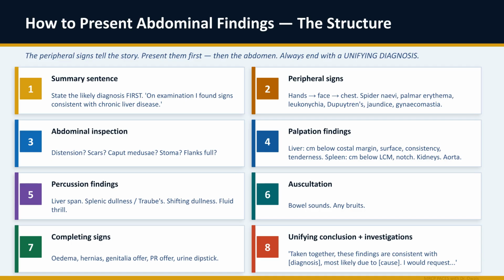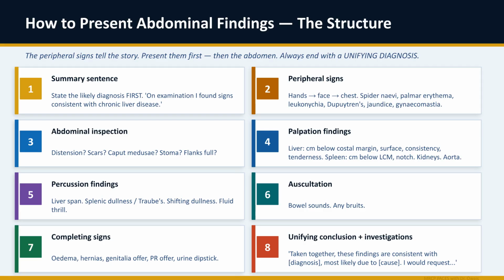On examination of the abdomen, I found signs consistent with chronic liver disease, likely secondary to alcohol. In the hands I found leukonychia, palmar erythema, and Dupuytren's contracture bilaterally. There were multiple spider naevi over the chest and upper arms, more than 5 in total. The patient had mild gynecomastia. There was no jaundice or asterixis.